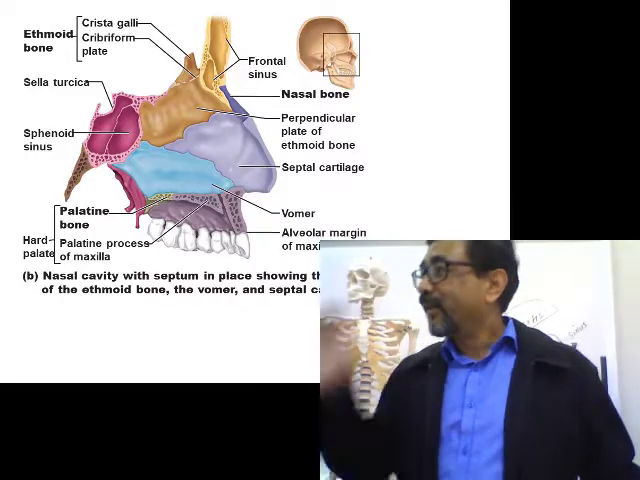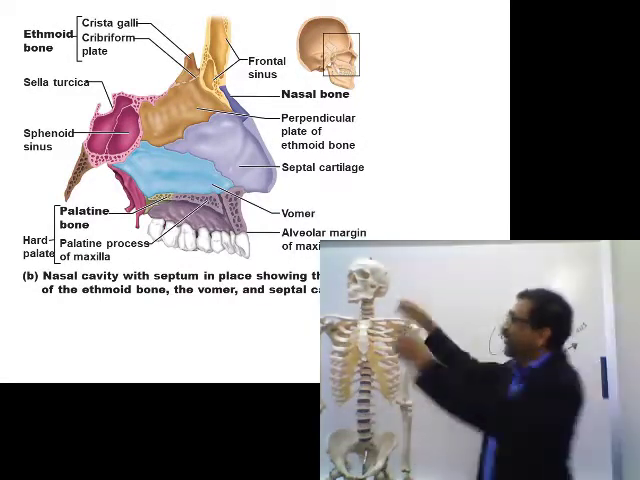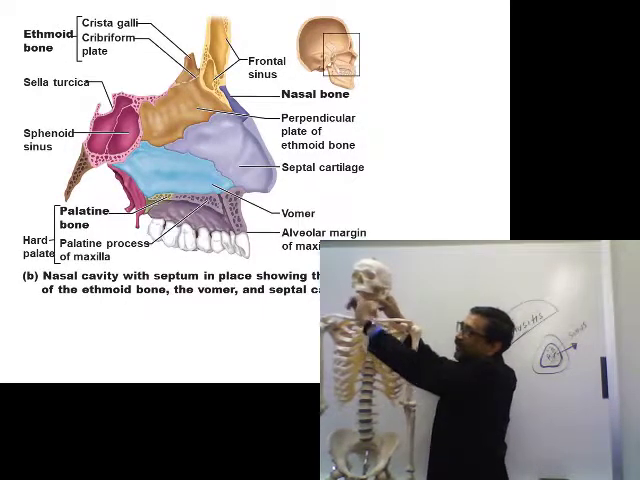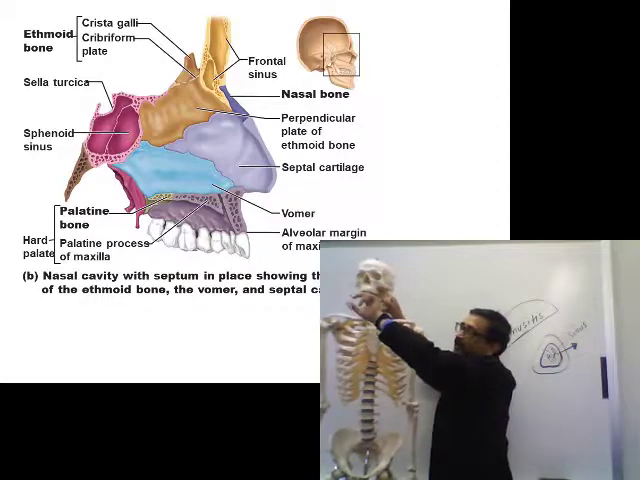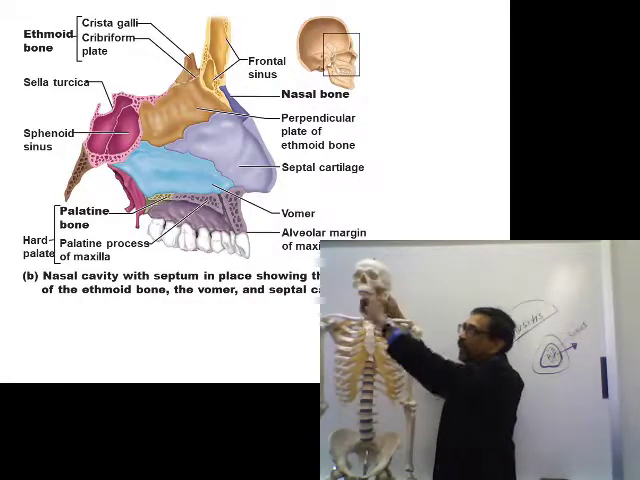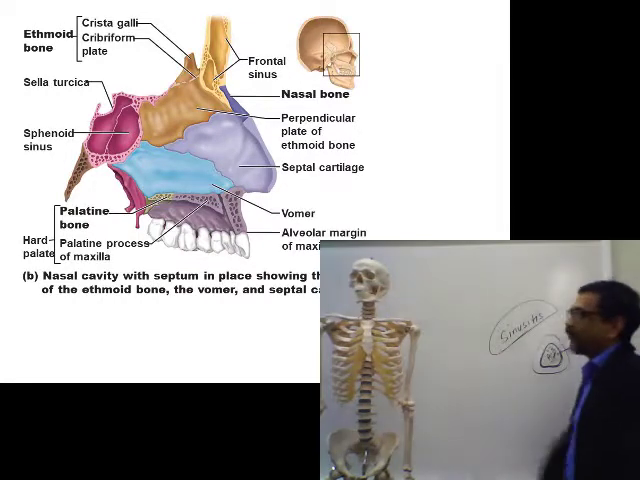Anterior 2/3 is formed by the maxilla, because you know these are the maxillary bones, right? So the front part, anterior 2/3, is formed by the maxillary bones. How much? 2/3. And posterior 1/3 part is formed by the palatine bones.